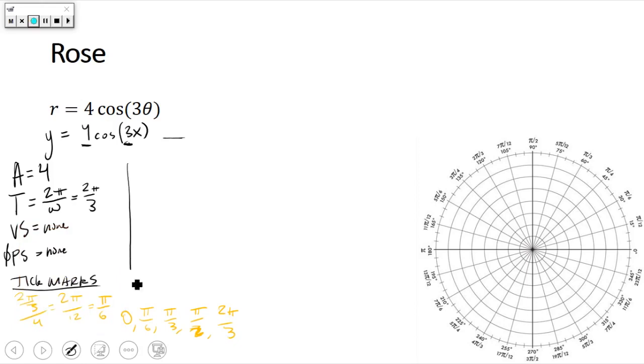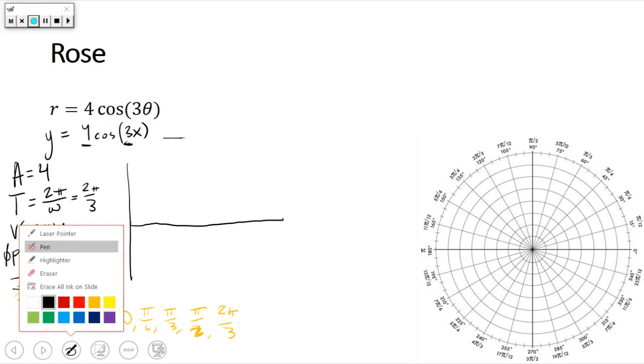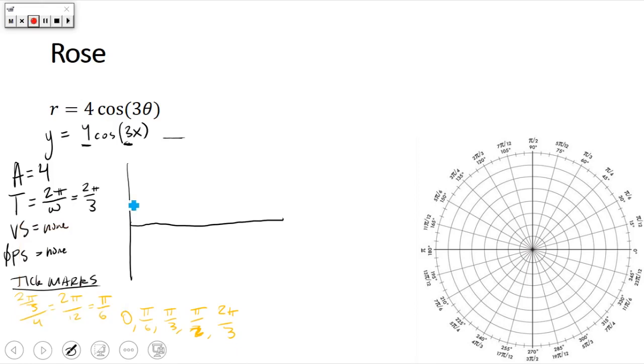So here's your XY axis, and let's do some markings here. 4 is the amplitude, so we're going to go 4 up and 4 down from the 0, because there's no vertical shift. And our tick marks, again, are at pi over 6, pi over 3, pi over 2, and 2 pi over 3.